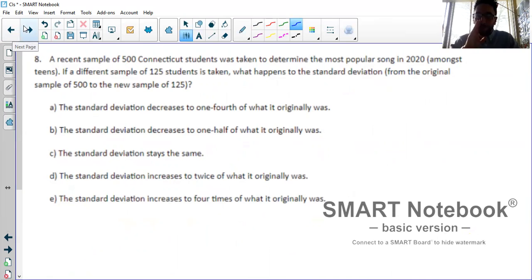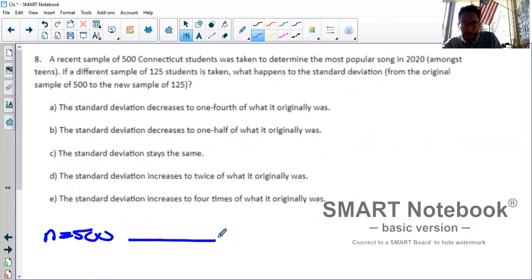And so to finish up, try this one out. This one's on your take-home test, quiz, whatever it's called. So we've got 500 students trying to determine the most popular song in 2020 amongst teens. We got a different sample of 125 students. What happens to the standard deviation? So our original n was 500. Now we're going to a sample of 125.